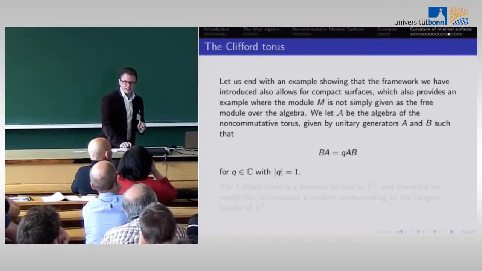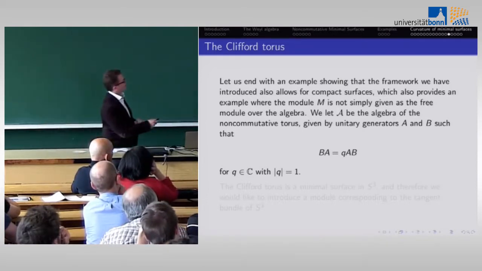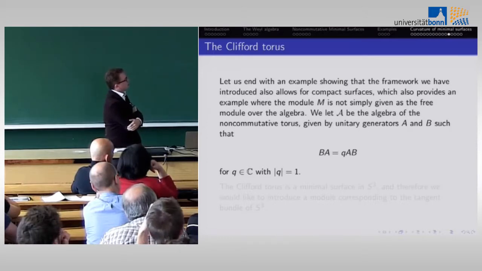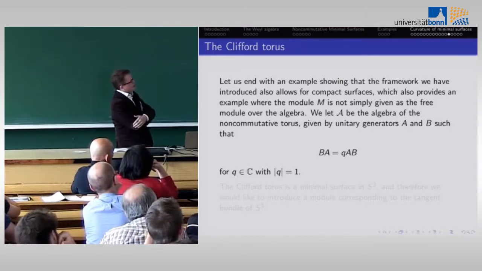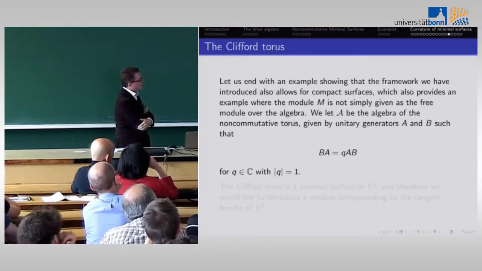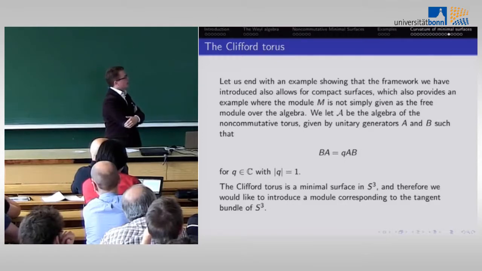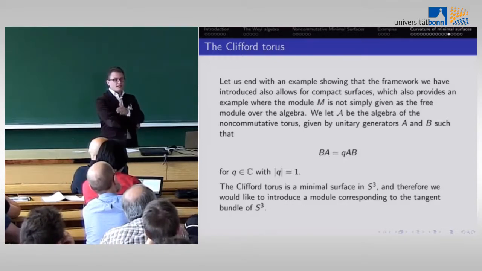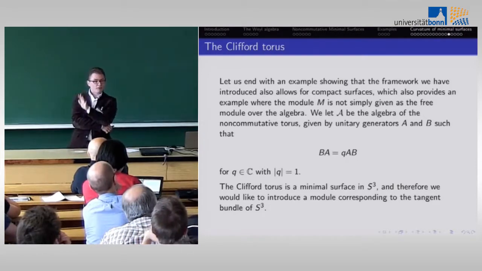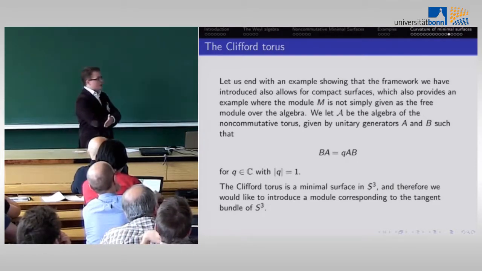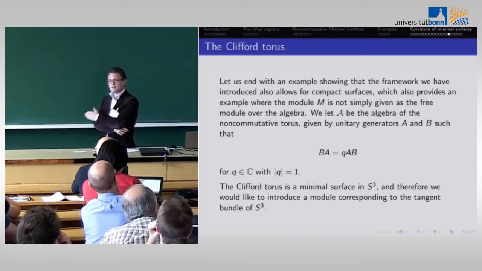U and V were taken, and the S and T were also taken, so I had to think of something else. So the algebra of the non-commutative torus is given by unitary operators A and B, such that when you flip them, you get a Q, which is a complex number with absolute value 1. Okay? And the Clifford torus, the classical Clifford torus, is a minimal surface in S3, not in Rn or R4, but in S3. So therefore, we don't want to take the free module as an embedding space. We want to take something else.